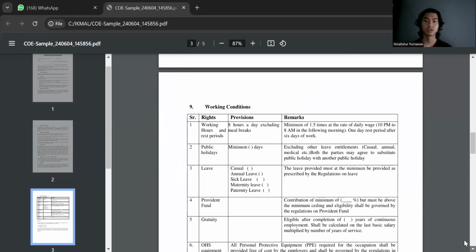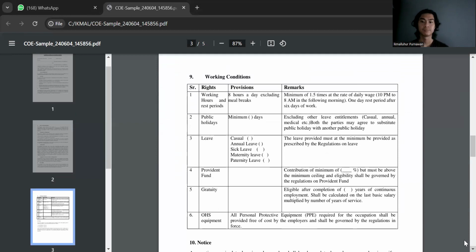Okay, here is the working conditions. It is very fundamental for the employee to know this working condition. For example, if she was an employee, they have to know their maternity leave. If she's pregnant, the leave provided must at the minimum be provided as prescribed by the regulations on leave.